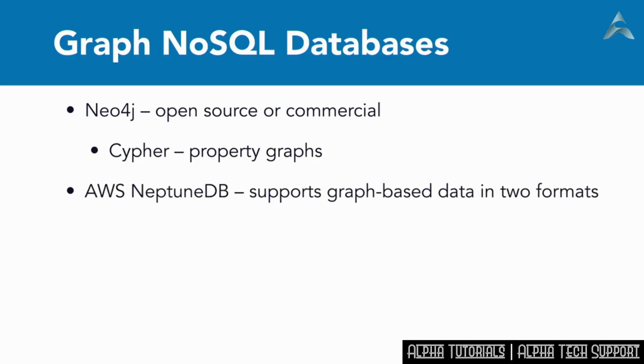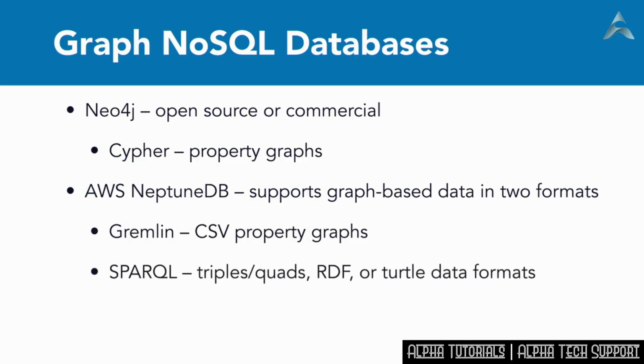It has two different query engines. One's called Gremlin, and that supports CSV-based property graphs, and another's called SPARQL, and that supports triples or quads, RDF, or Turtle data formats. So there's a lot of complexity in these two graph contenders, and you might wonder, why is this needed?